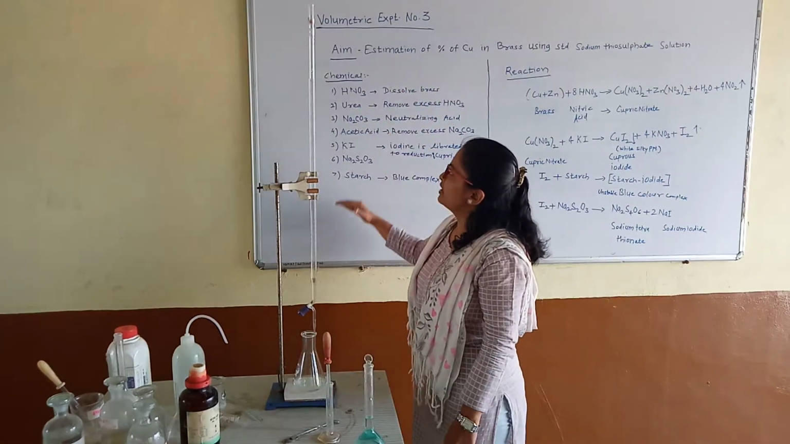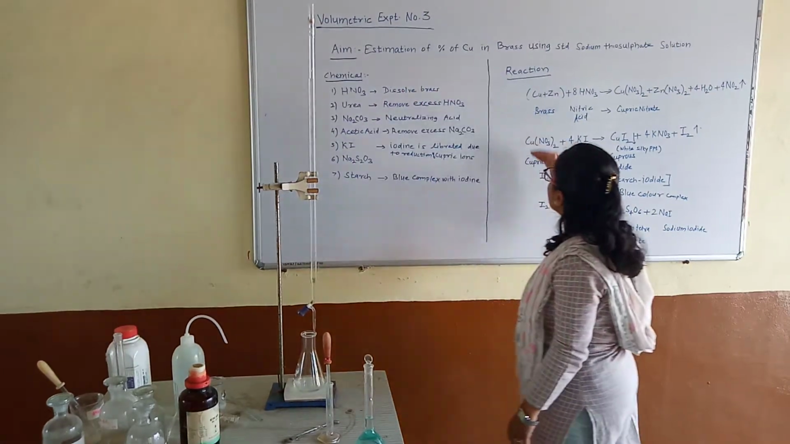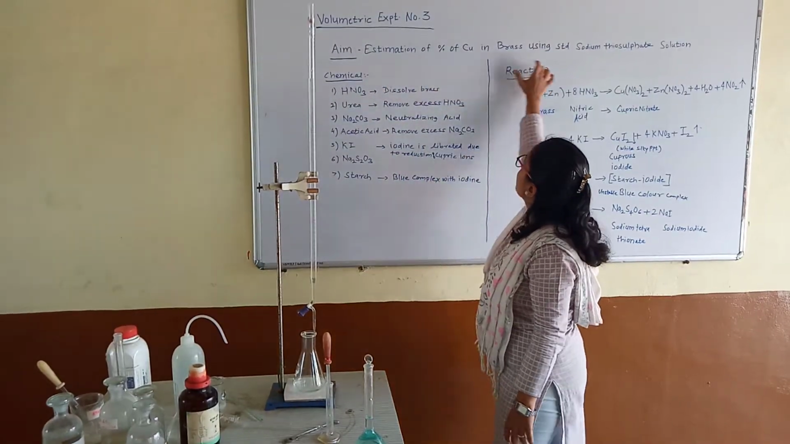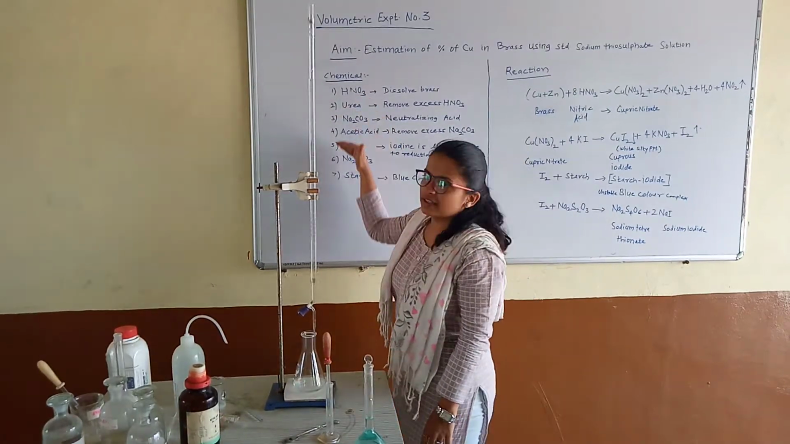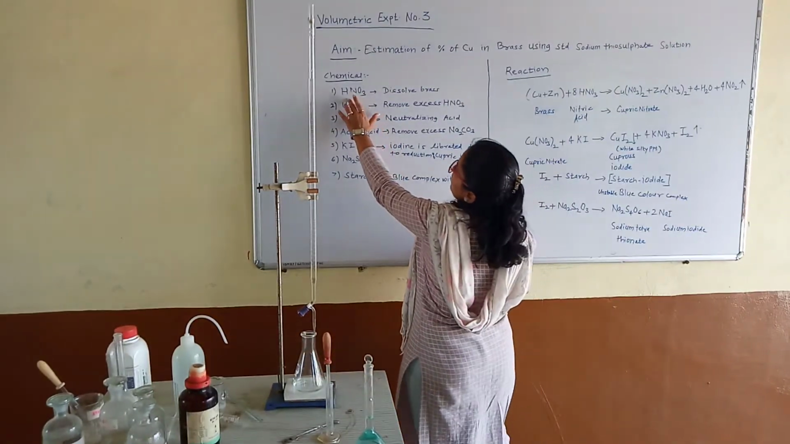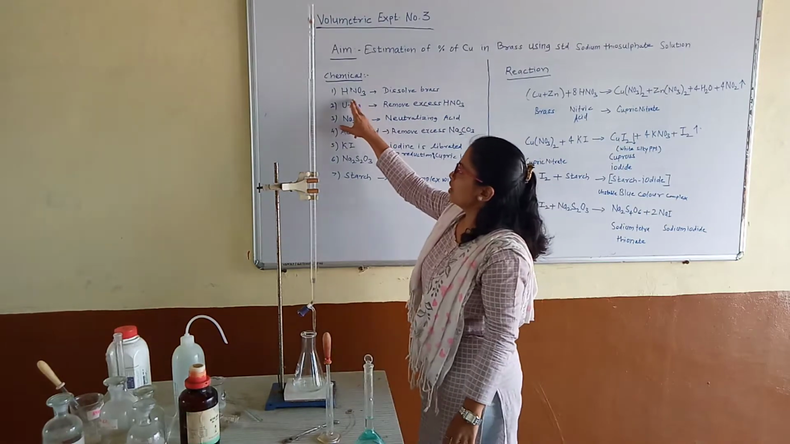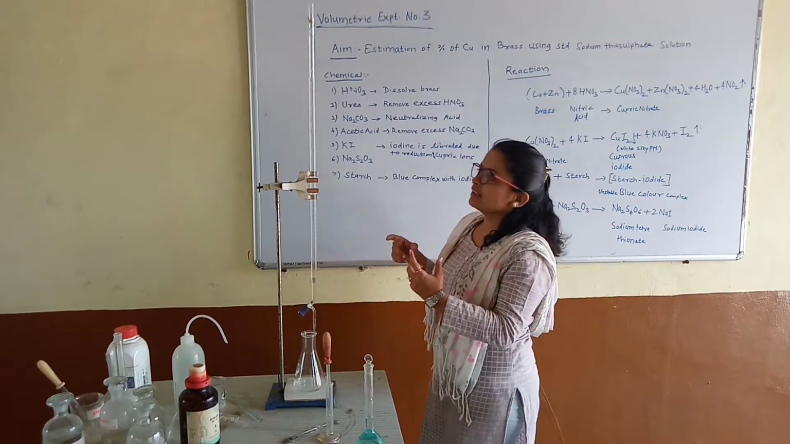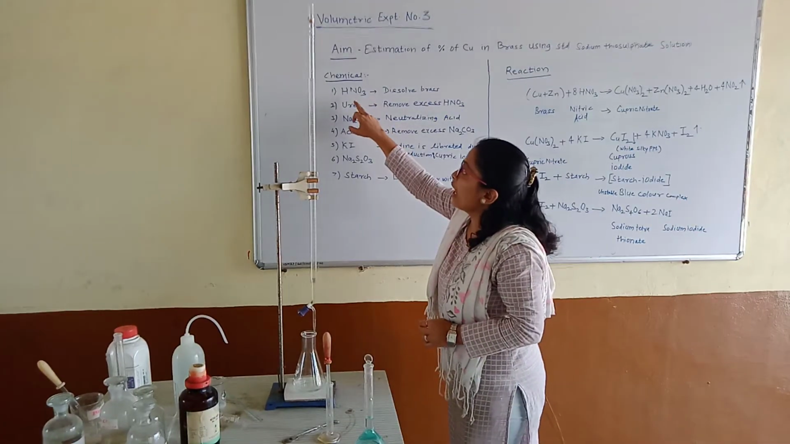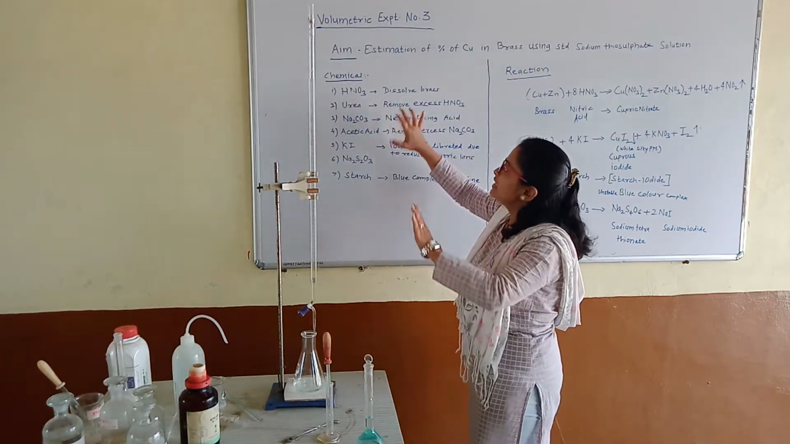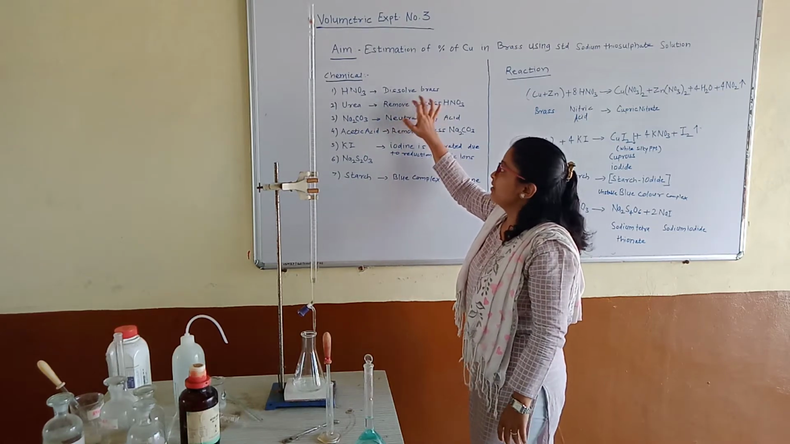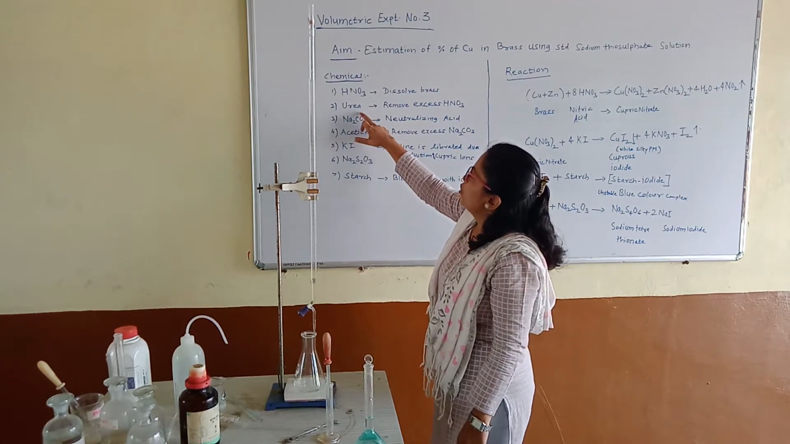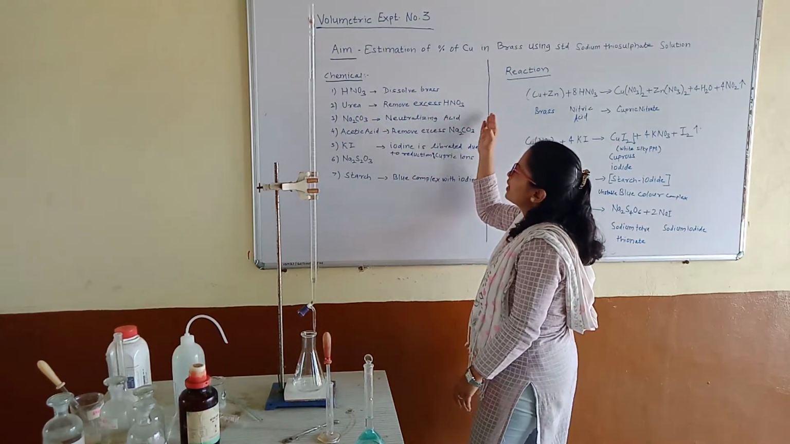Here are some of the chemicals needed, and here are the reactions. Which chemicals are needed to calculate the percentage of copper in brass? Some chemicals are given. That is nitric acid, HNO3. When you add this HNO3, what happens? It dissolves the brass. When you take the brass in the beaker and add nitric acid, the brass dissolves. Second one, urea. Urea removes the excess of HNO3.